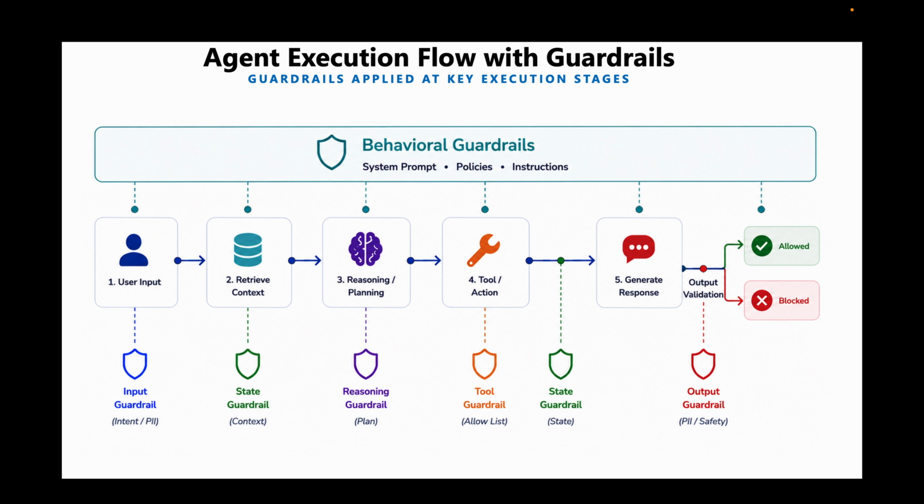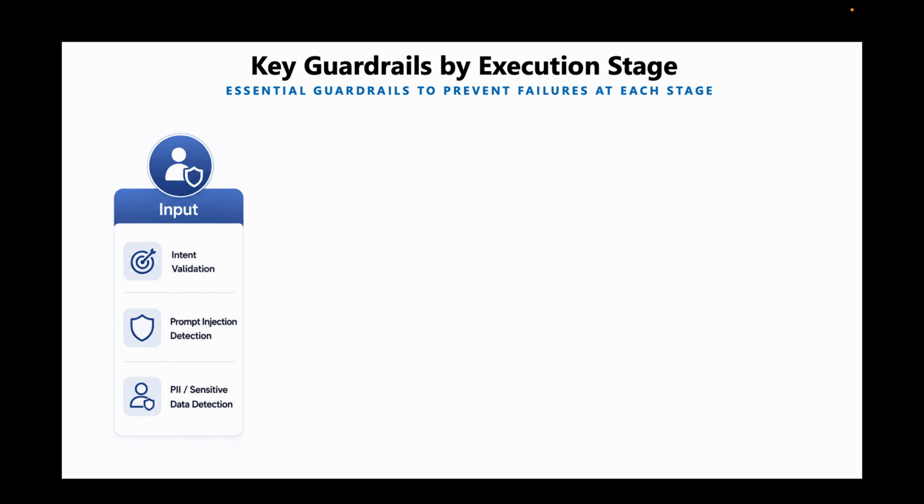We apply input guardrails at the entry point, state guardrails during context retrieval and workflow execution, reasoning guardrails for plan and intermediate reasoning, tools guardrails to control how external tools are called, and output guardrails before any output is sent to the end user. Let us look at some common controls that are applied at each stage.